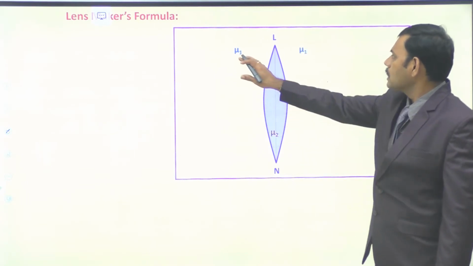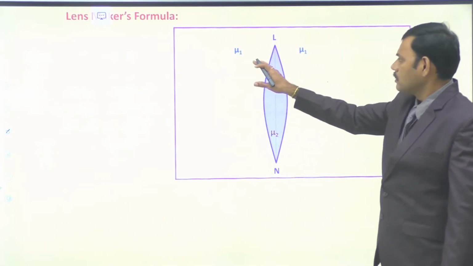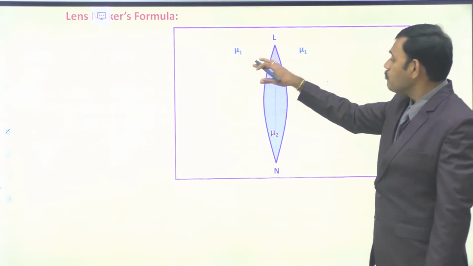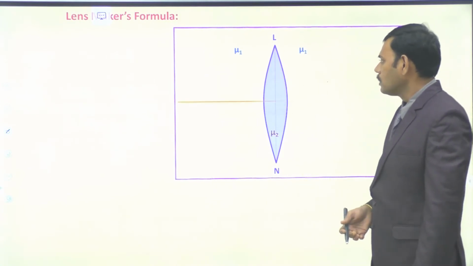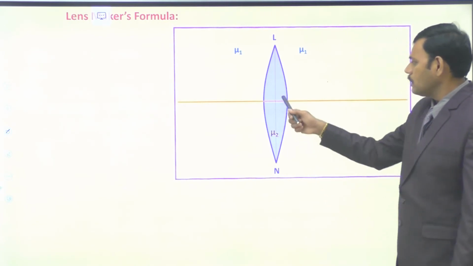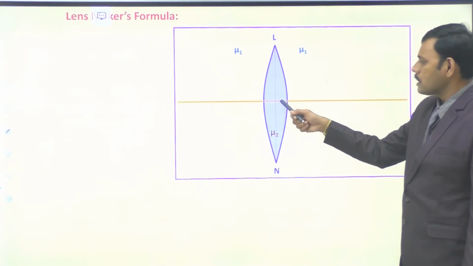Here mu1 is the refractive index of the surrounding medium. On either side of the lens, towards the left side or right side, we have the same medium, let mu1 be the refractive index of that medium. Let it be air suppose. And here this is the principal axis. For the lens we have the optic center. At this midpoint we have the optic center.